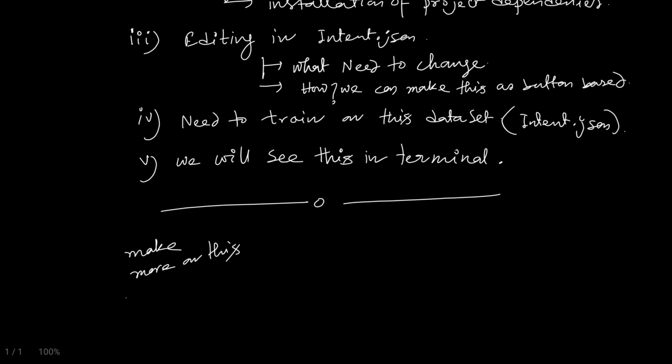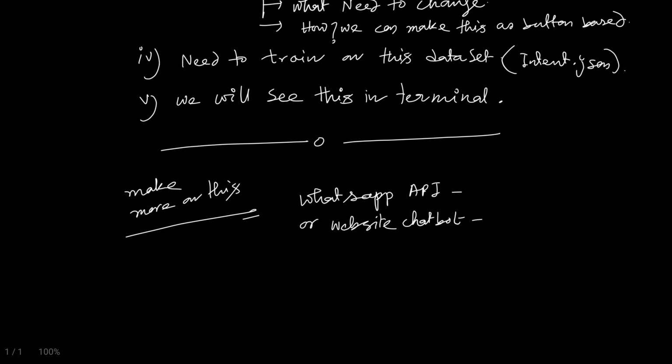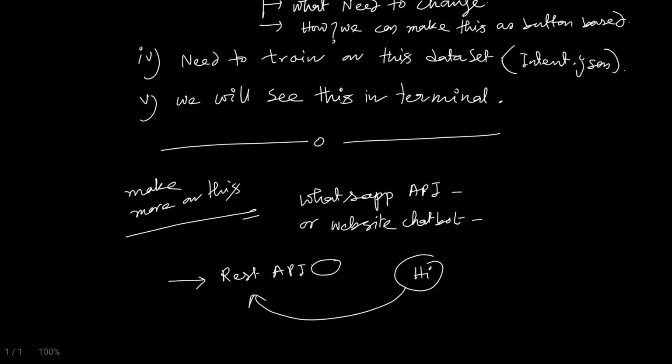You can implement the WhatsApp API, or a website chatbot. How? You need to make a simple REST API for this. When you send a message like hi, this request comes to the REST API, which means there will be some Python code. Then it will process the response and return it using the REST API. So this is the simple one.